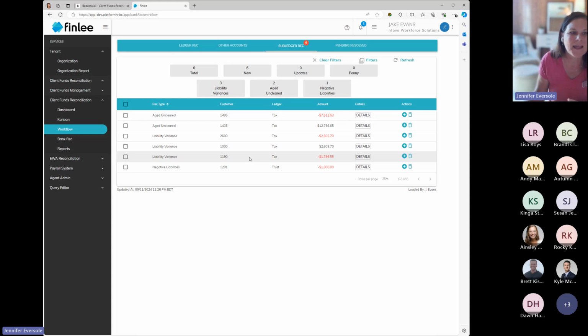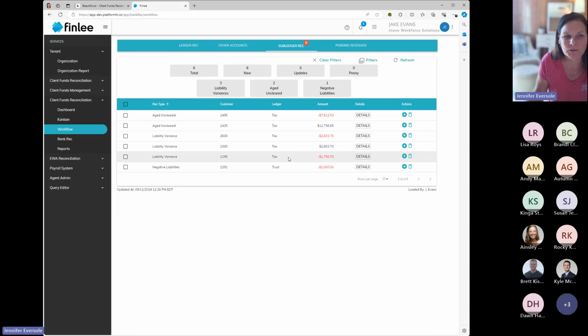They match. The negative liability in your payroll system matches the negative cash amount in Finlee, so again, no liability variance, but that will get caught because you have a negative liability. So we're looking for that as well. We first look for the liability variance and then we look to the negative liability.